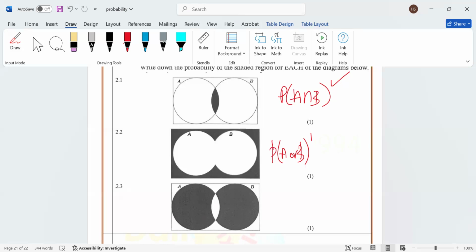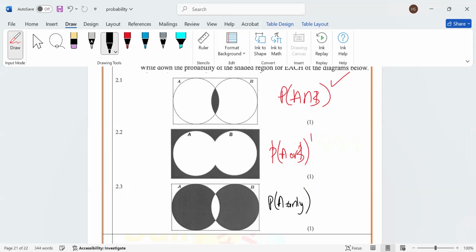Number 3. What does it represent? This is the probability of A only and B only.